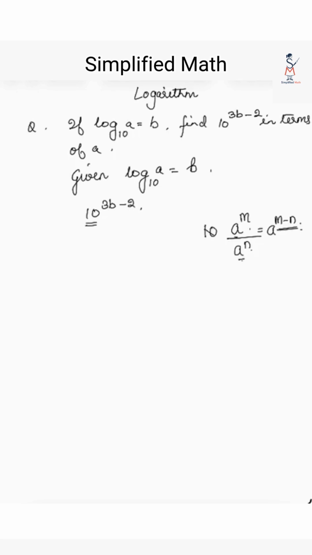So here we have 10 as the base and the power is in the form of subtraction. That means what is this? This is 10 raised to the power 3b divided by 10 raised to the power 2. So bases are same, so the powers get subtracted. That means it becomes 3b minus 2. So 10 raised to the power 3b minus 2 can be written as 10 raised to the power 3b by 10 raised to the power 2. Understood?